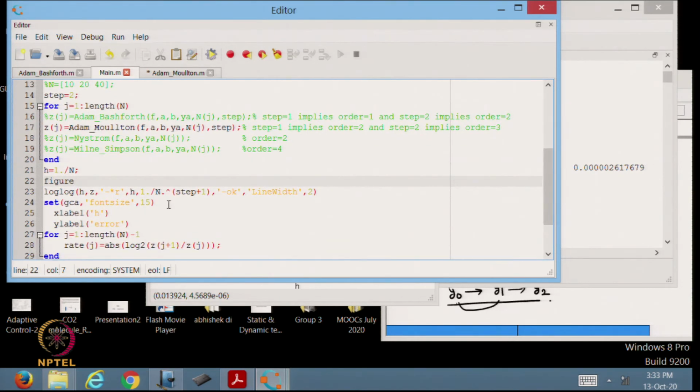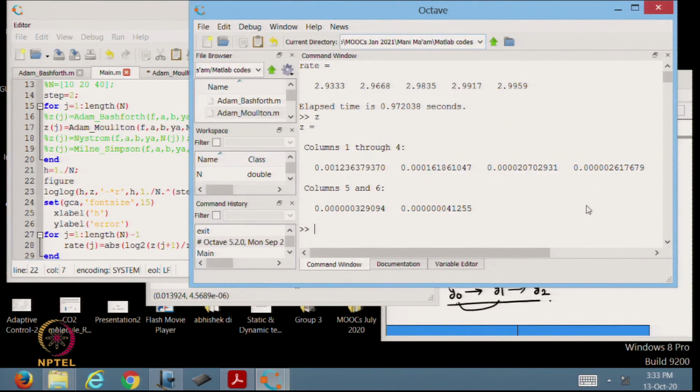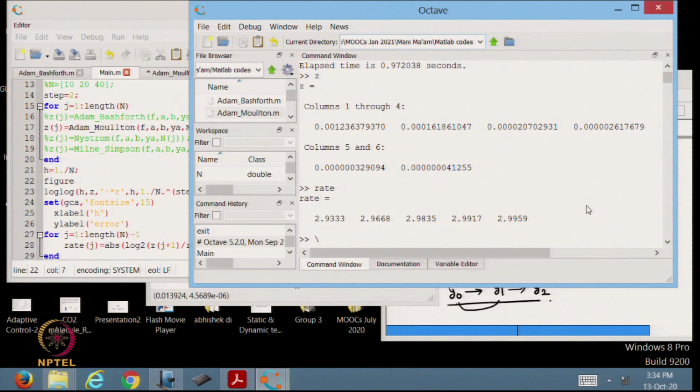So, that is what we are doing here. If you wanted to see the rate also, which is close to 3. So, in this case also we have verified that our method is third order accurate.